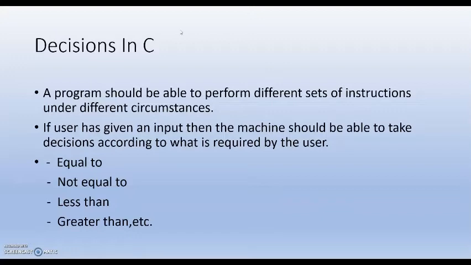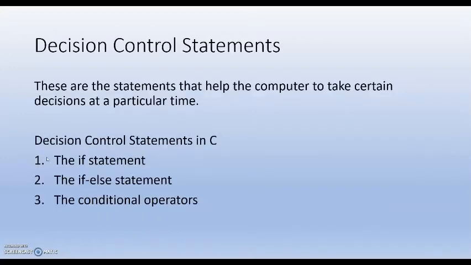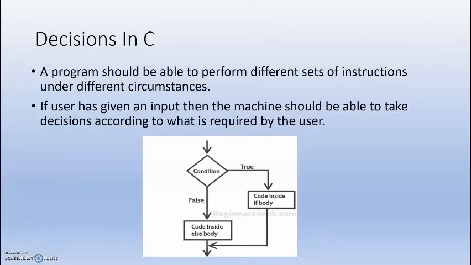So like the input, I have given an input, and this is the condition: equal to, not equal to, less than, greater than, etc. We are going to be dealing with the if statement only, but just for your information, I have given all of the three operators over here. Now let us look at what decisions in C look like.